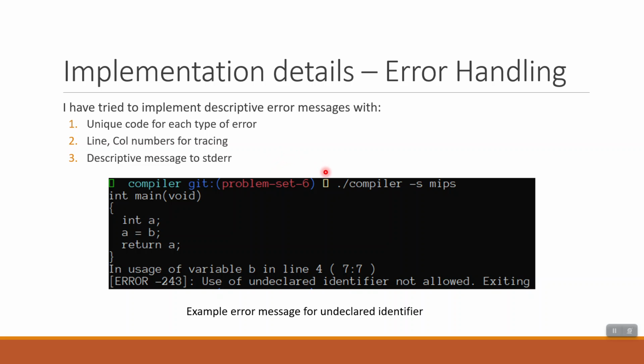So this is a small example that's representative of what would happen in this program, which is very short. I'm trying to access B, which is previously undeclared, and that yields an error message saying that in the usage of variable B in line number 4, column 7, the error was this code, and that it was an undeclared identifier, which is not allowed.